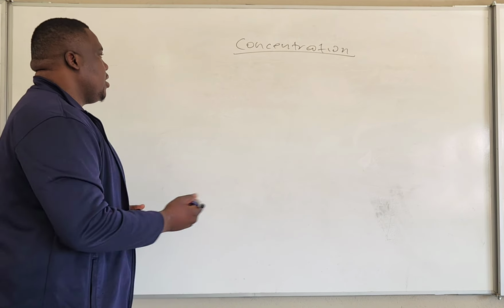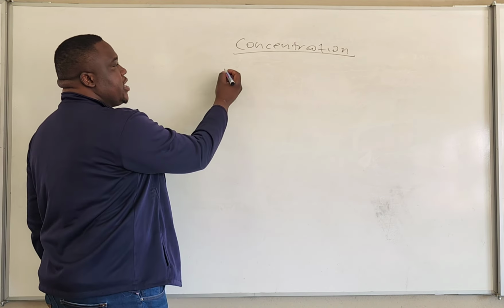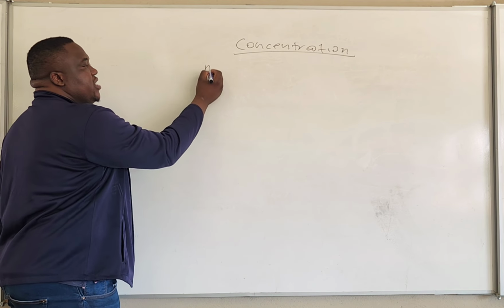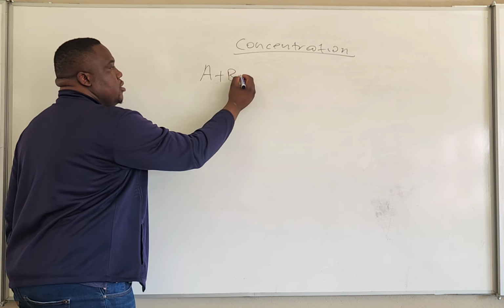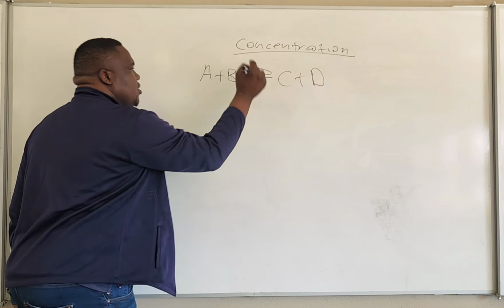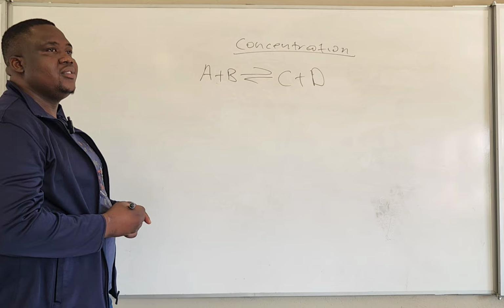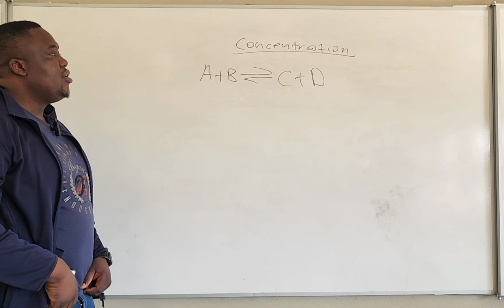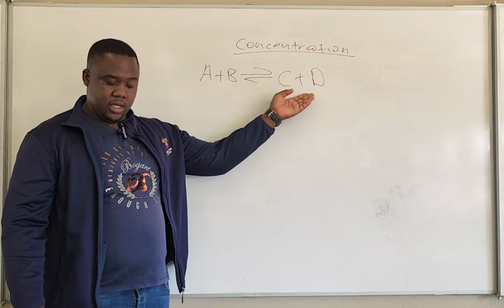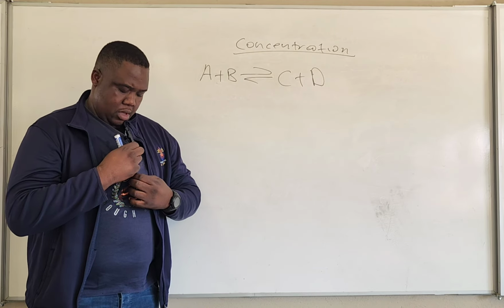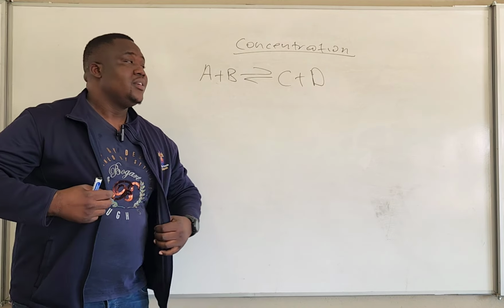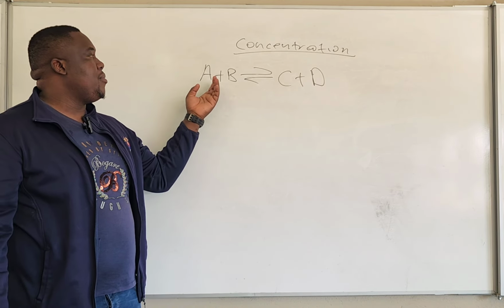Okay, let us see. Ladies and gentlemen, we have reactants, the reactants that I love very much, A plus B, then we form C plus D. Can you see that? Let me explain to you. Forward direction forms C and D. Then the reverse direction forms A and B.